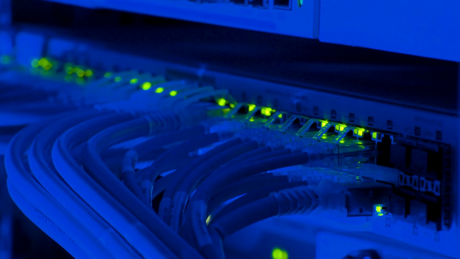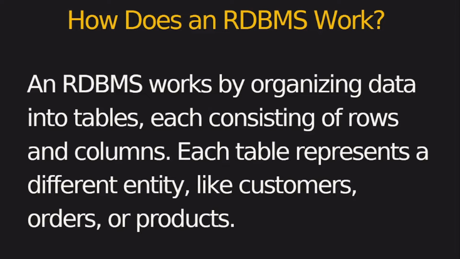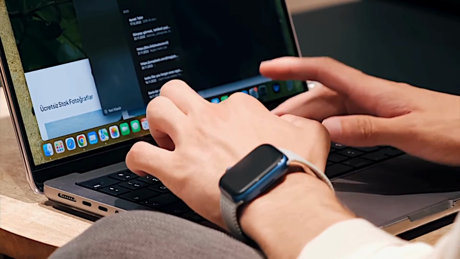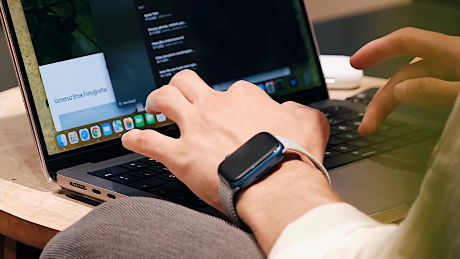How does RDBMS work? An RDBMS works by organizing data into tables, each consisting of rows and columns. Each table represents a different entity, like customers, orders, or products. These tables can be linked to each other using keys, which are primary keys and foreign keys, to establish relationships. You use SQL, or Structured Query Language, to interact with an RDBMS. SQL allows you to perform various operations like querying data, updating records, deleting entries, and more.